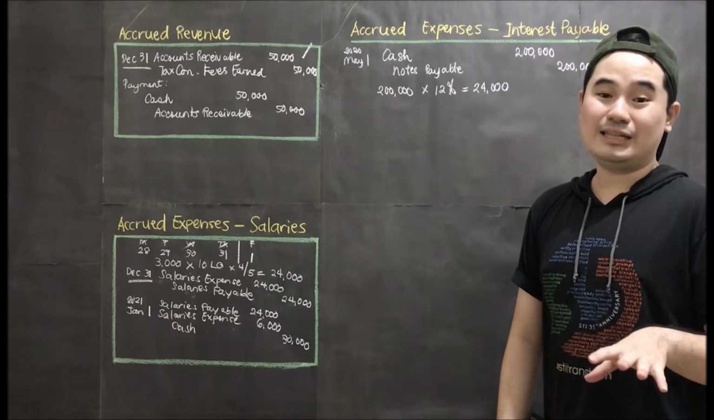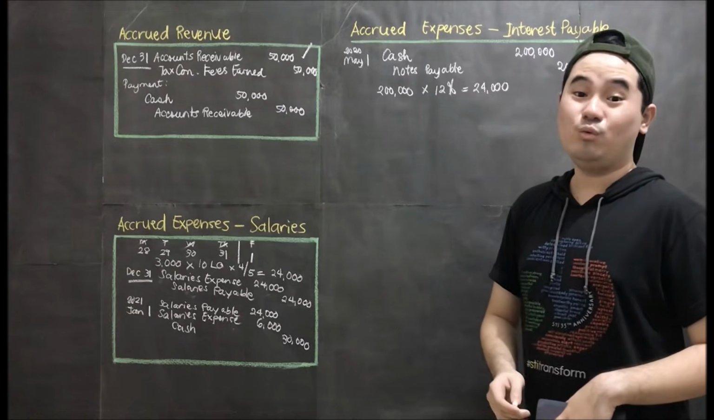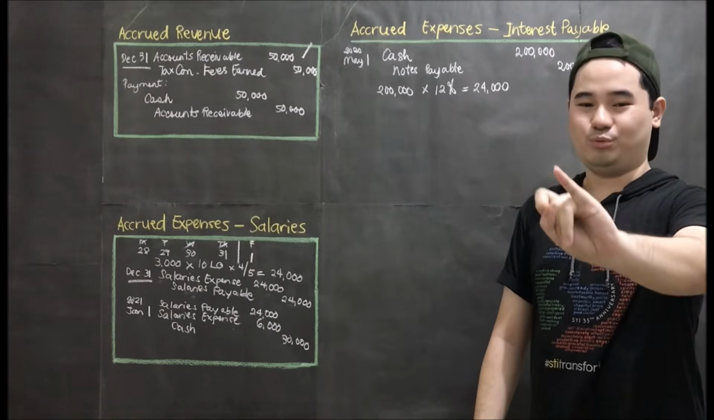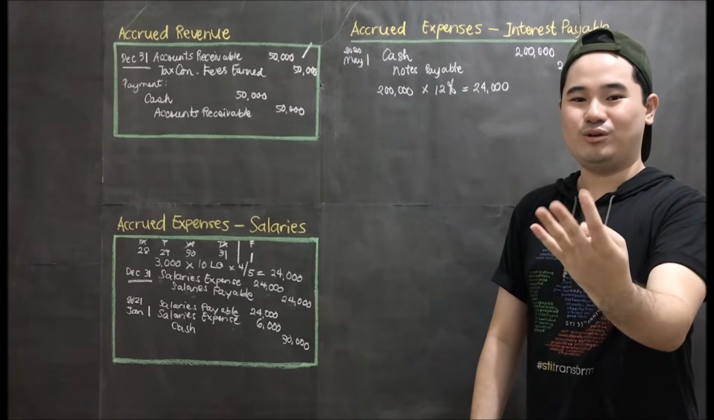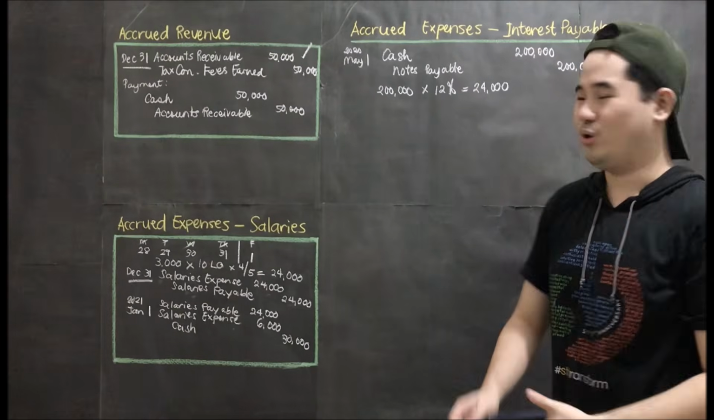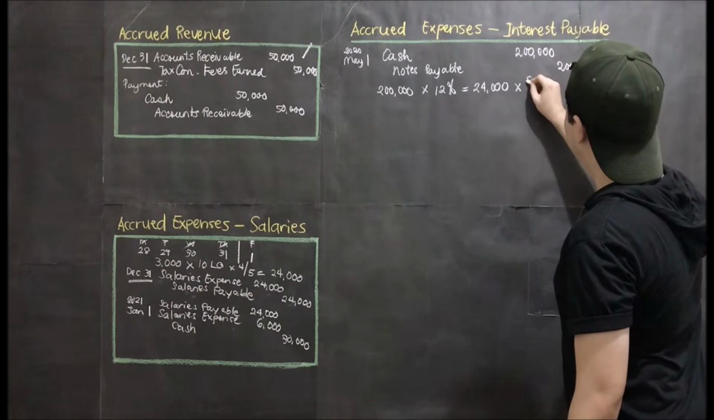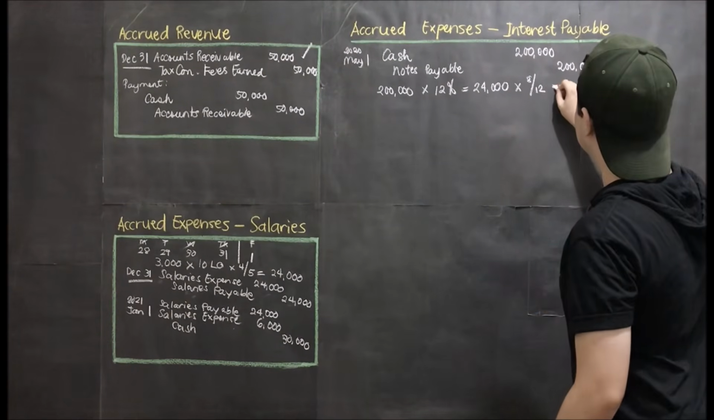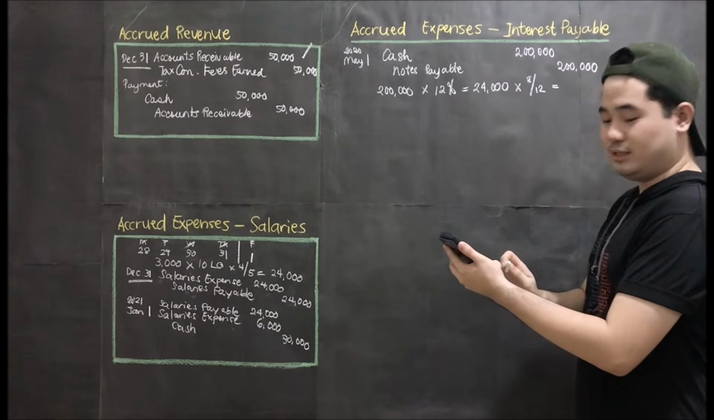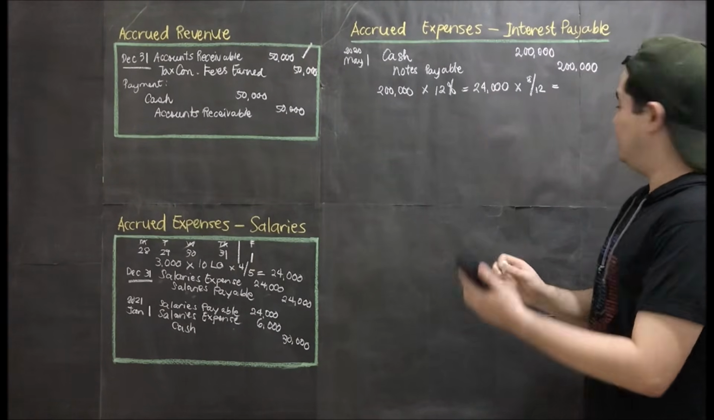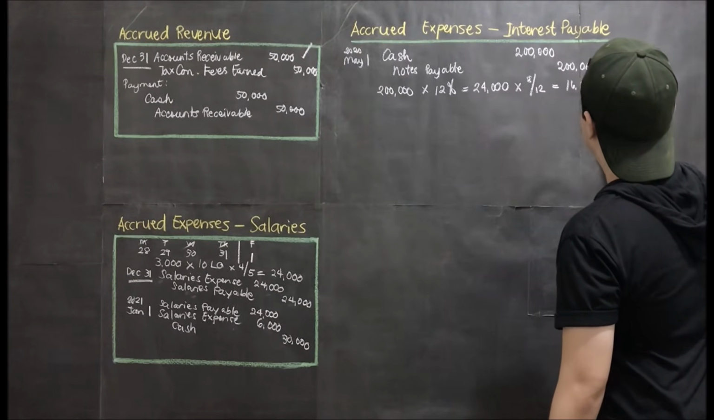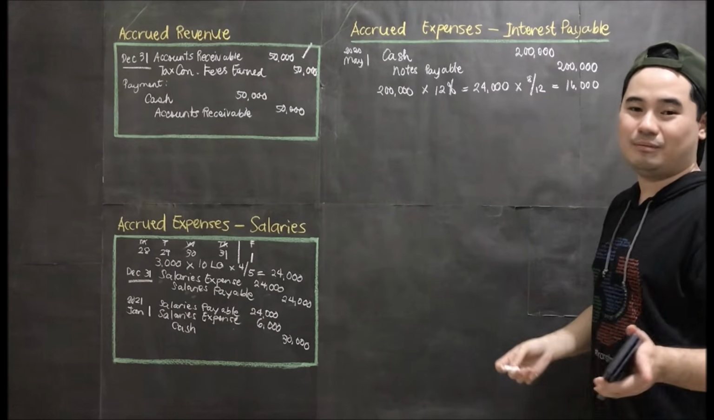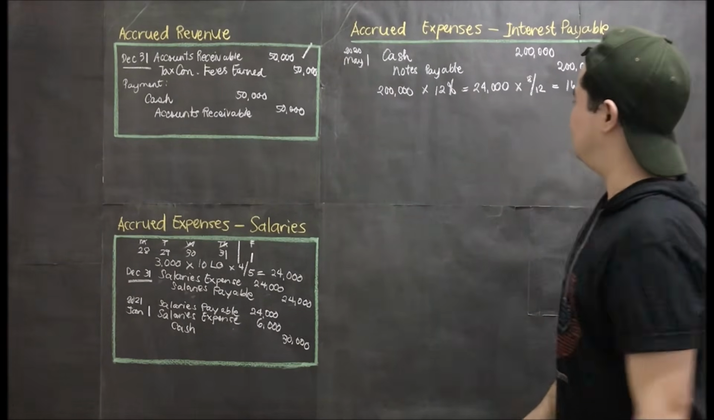Okay? So, bibilangin natin kung ilang buwan mula nung May 1 hanggang December 31. May, June, July, August, September, October, November, December. So, kukunin lang natin yung 8 over 12. Okay? 8 months over 12 months. 24,000 times 8 over 12 is 16,000. Ito lang po ang interest na related sa 2020. Although hindi pa natin nababayaran, kailangan i-record na natin. Okay?